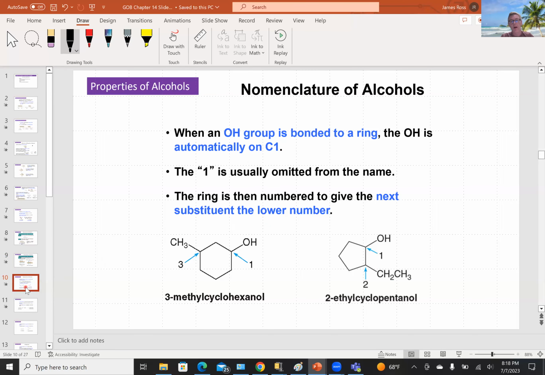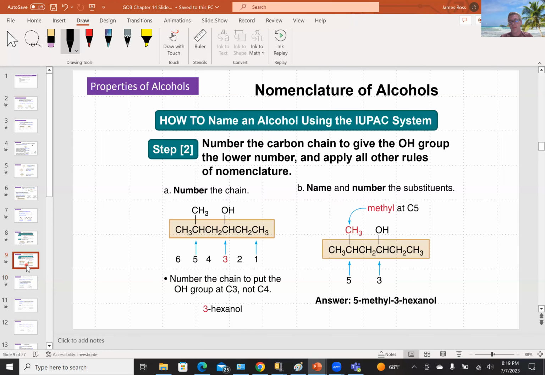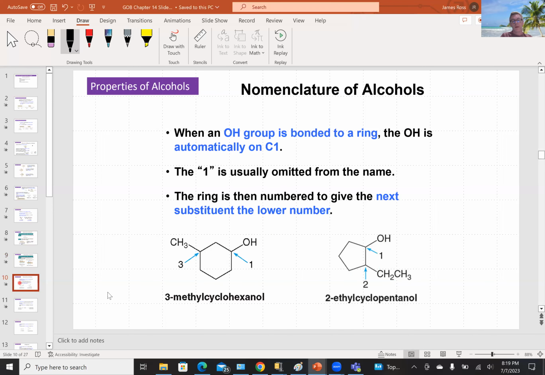We can have a cyclic alcohol. This previous example was linear or acyclic. So we would say this is linear, or acyclic. So we've looked at nomenclature for linear or acyclic alcohols. We can also look at cyclic alcohols. And the naming convention is similar to what we've seen before.